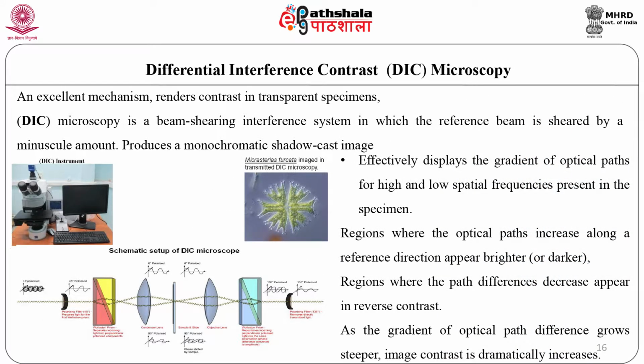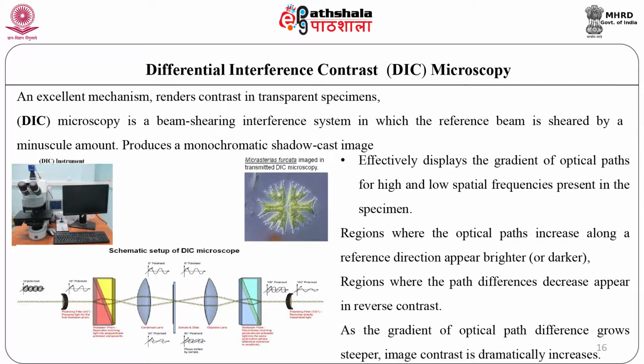Differential interference contrast microscope. Many biological specimens cannot be effectively visualized using ordinary bright field microscopy. This is because their images are produced with very little contrast. In such cases, the differential interference contrast microscope is an excellent mechanism for rendering contrast in transparent specimens with the help of differences in the index of refraction of specimen components.